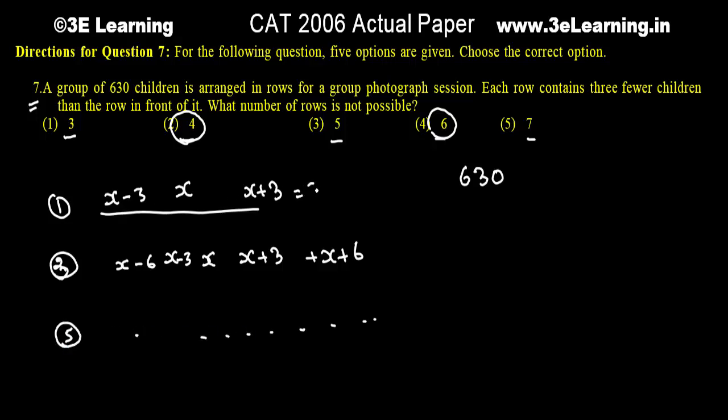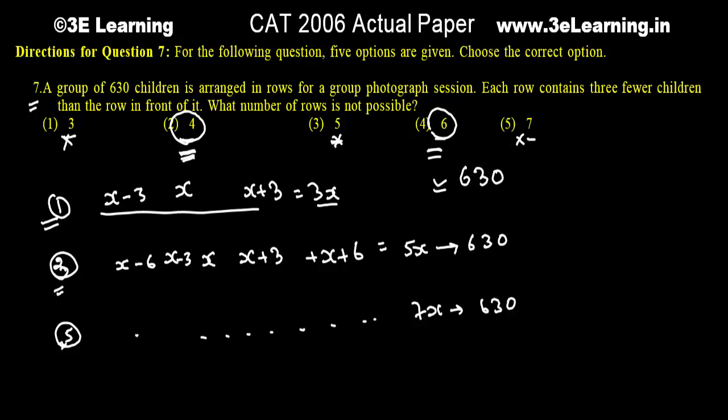The summation is nothing but 3x. 3x could be 630 because we can have this one. With the next option, we have nothing but 5x, because plus 6x and minus 6x cancel out. 5x could be 630 because 630 is a multiple of 5. With the next option, we have 7x, and 7x could be 630 because 630 is a multiple of 7. So at first glance, within 10 seconds, we can say 1, 5 and 7 are not the answer because these could be possible values.